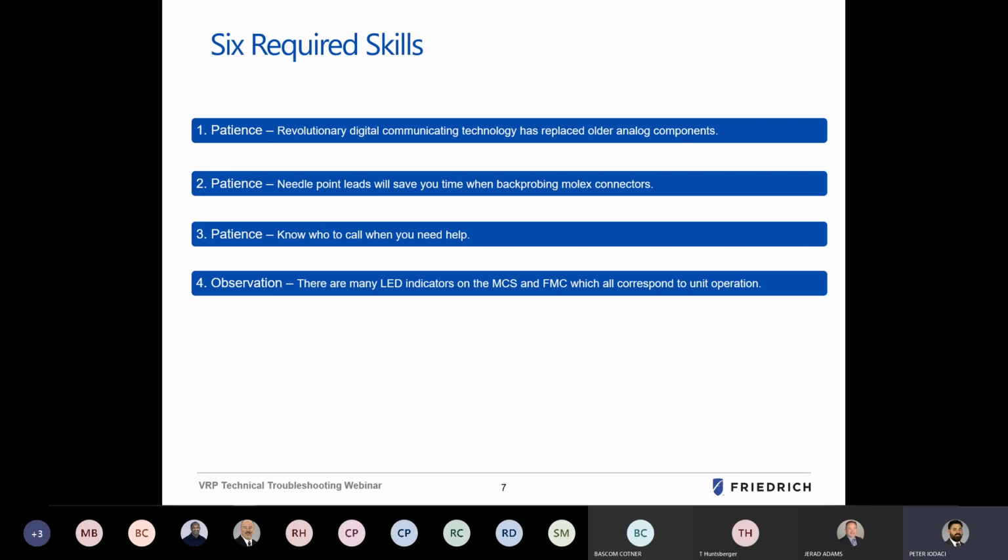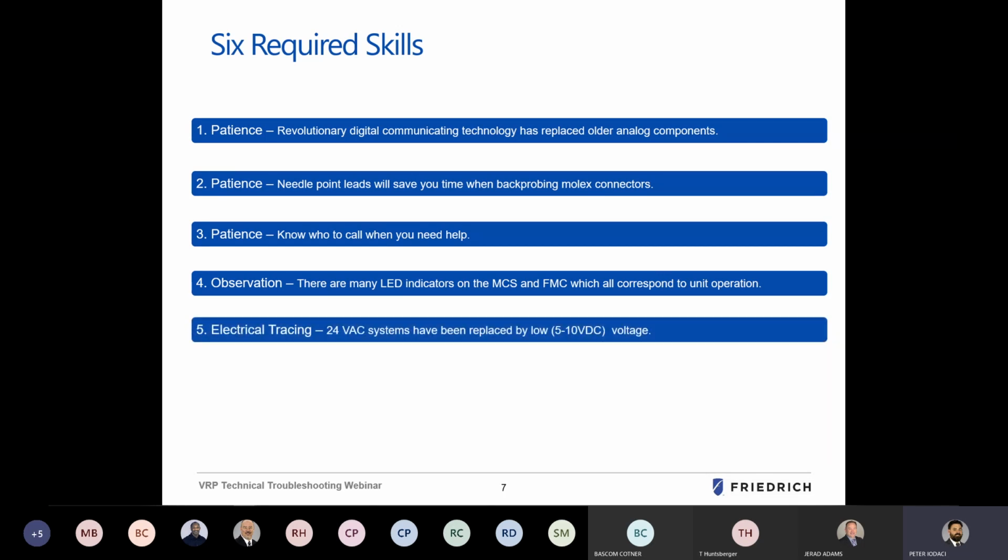So the fourth skill is observation. There are a lot of LED indicators on the MCS board and the FMC board, and they all correspond to unit operation. And sometimes being able to interpret those lights will give you a pretty good clear indication of where the problem is and where you need to go.